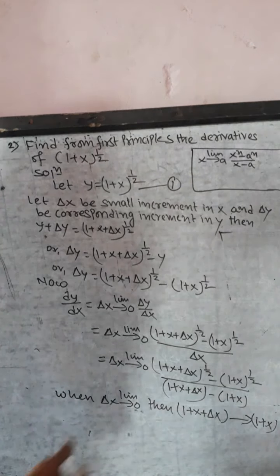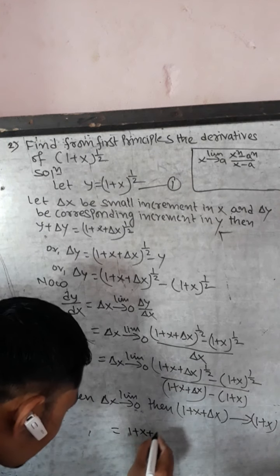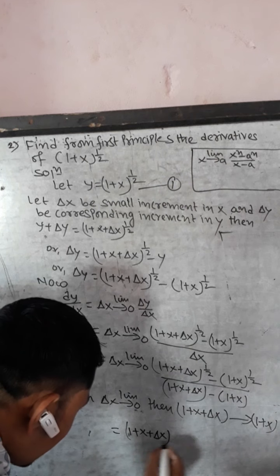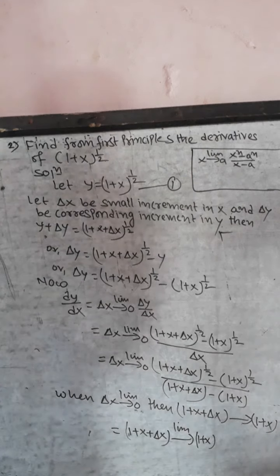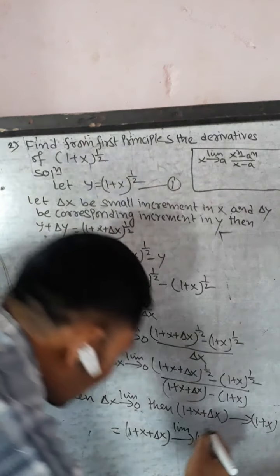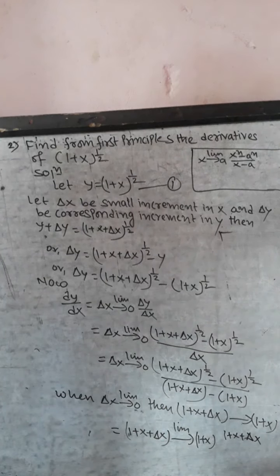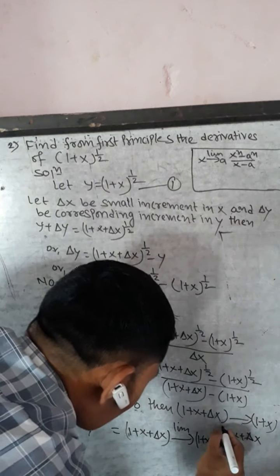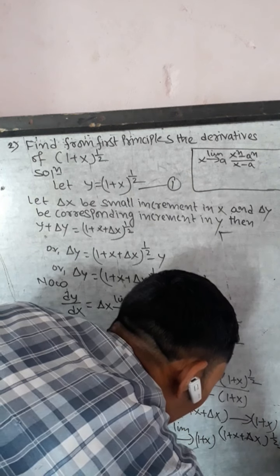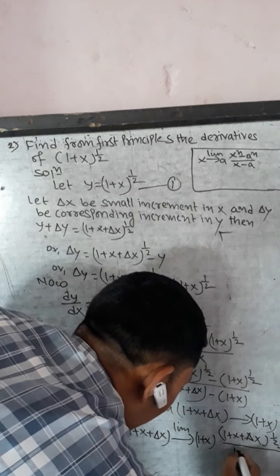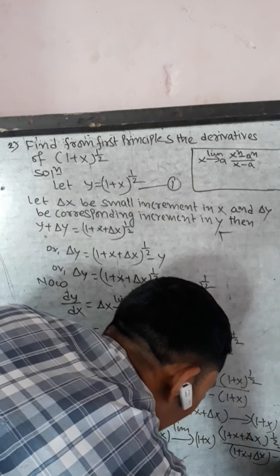So in place of this one you can write that 1 plus x plus del x tends to 1 plus x in the limit. So you have to change the limit, because you have to take it in this form. The others are the same: (1 plus x plus del x) to the power 1 by 2 minus (1 plus x) to the power 1 by 2, divided by 1 plus x plus del x minus (1 plus x).